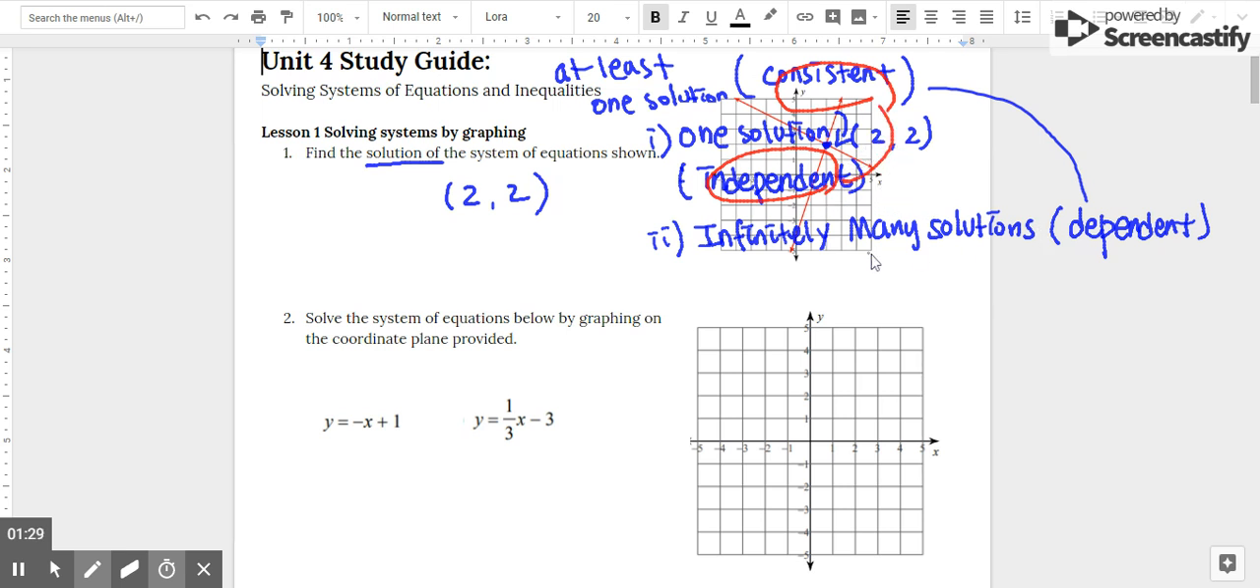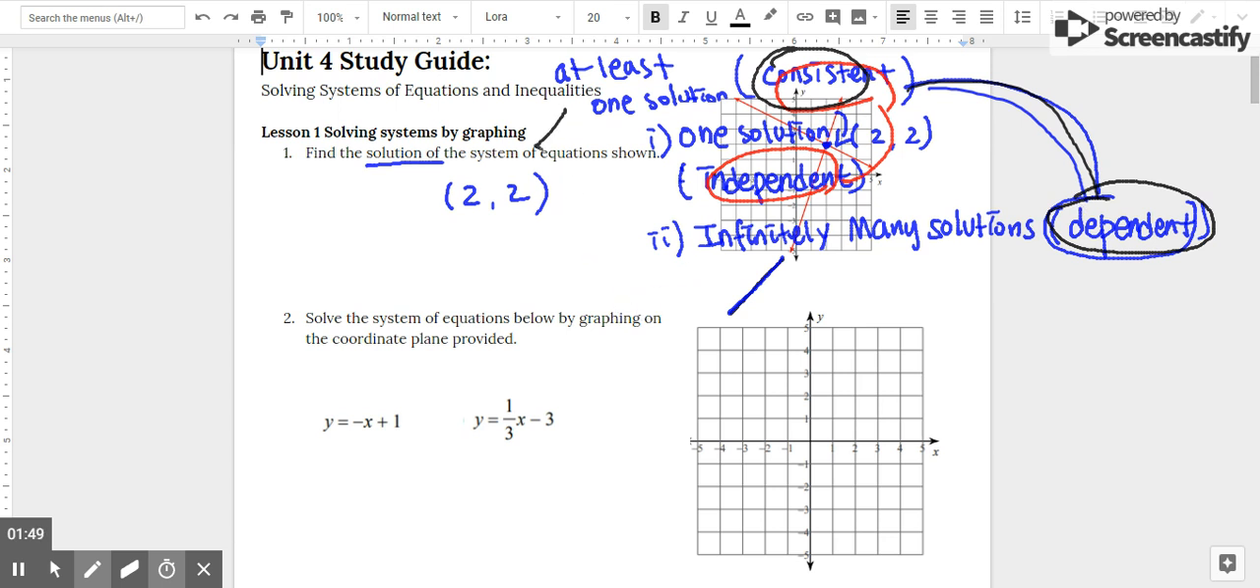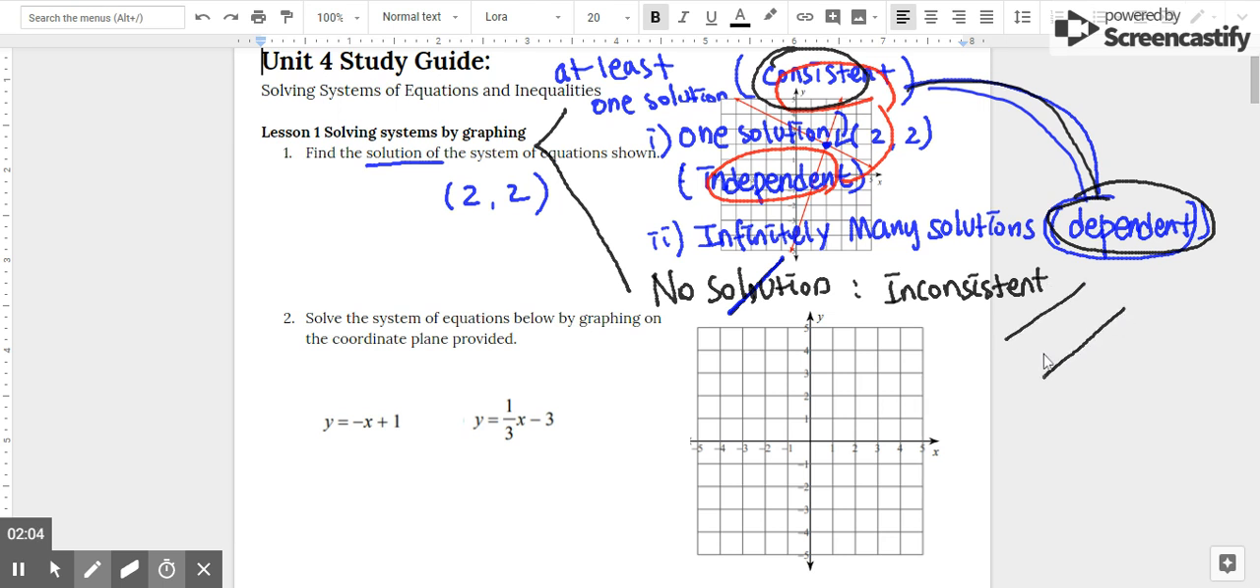And if there are infinitely many solutions, so if there are two lines and it's exactly the same line, if it's coinciding, then you can say the system is consistent and dependent. And if there's no solution, it's called an inconsistent system. The lines are parallel and they never touch each other. There's no intersecting point at all.